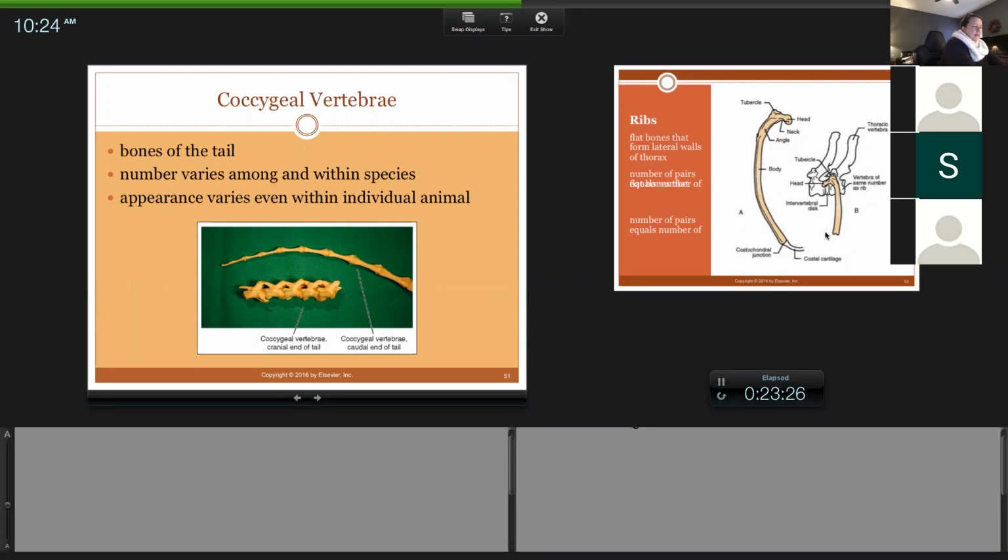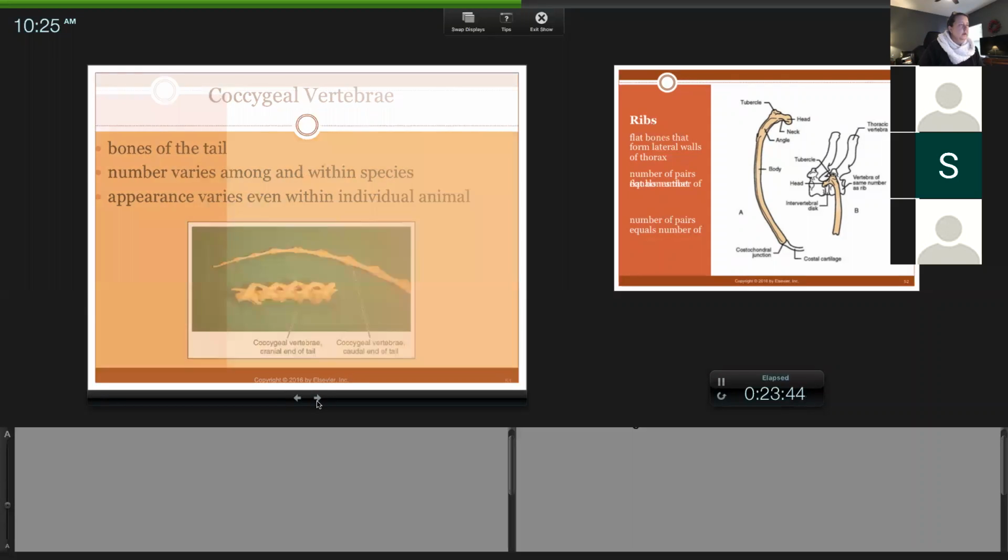It actually ends about L6 to L7. So really, from the sacrum on, we're not dealing with the spinal cord. There are nerves, but we don't actually have a spinal cord in there.